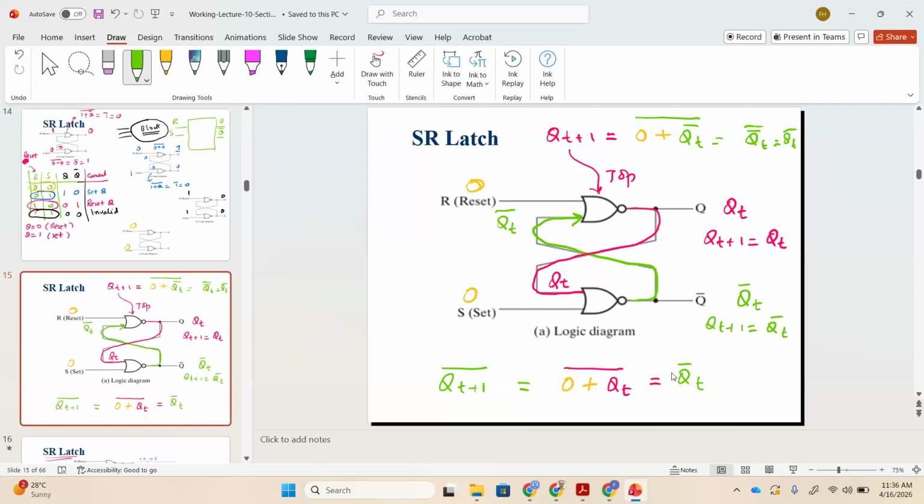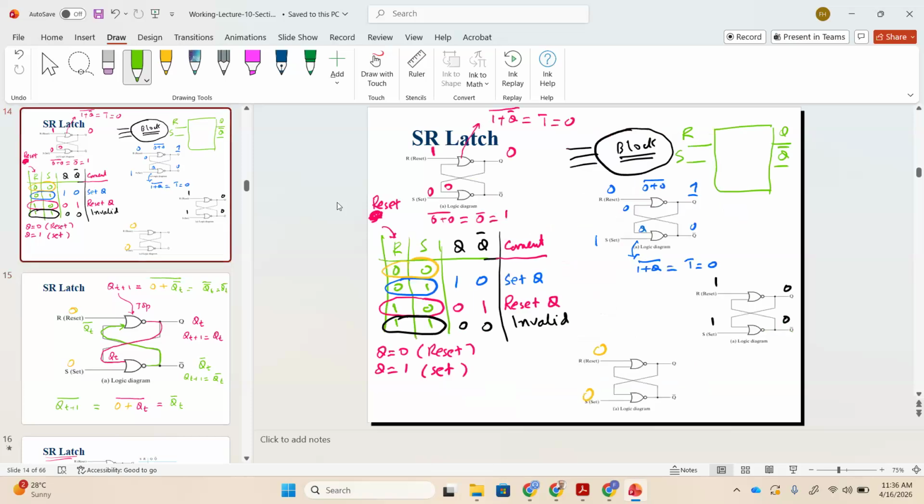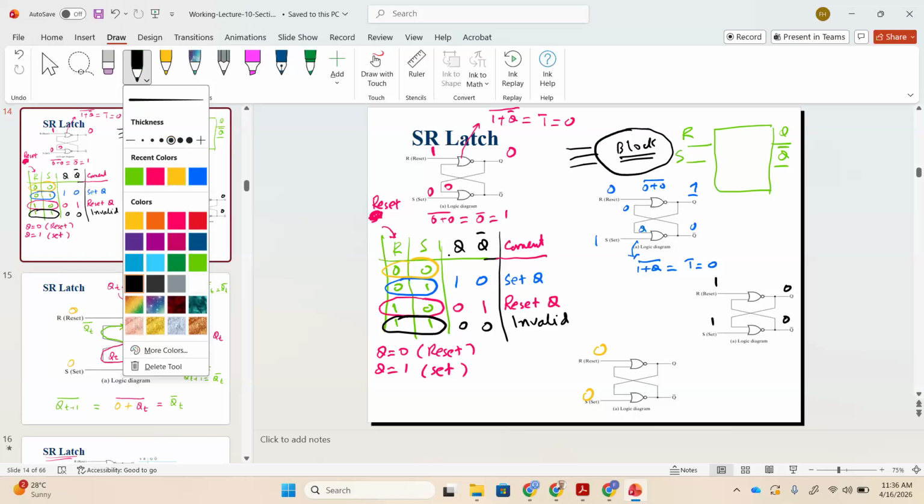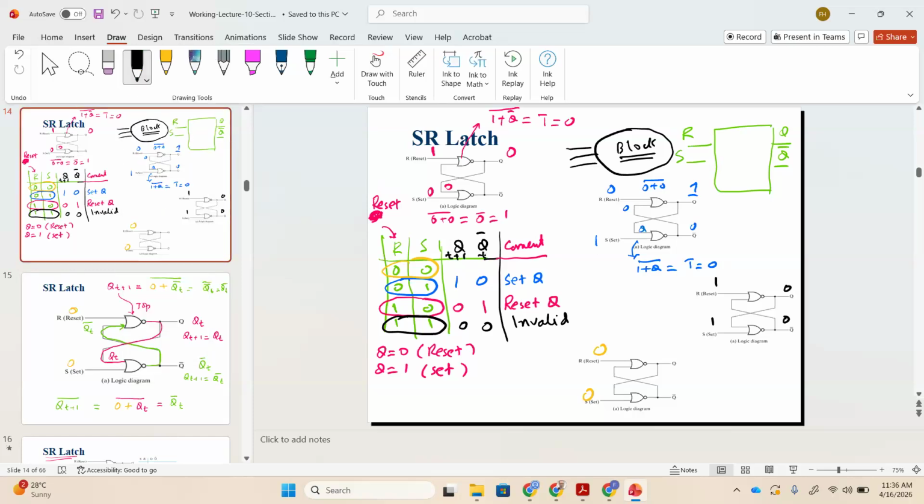So now this is a special case. What will we do? If we want to do that, we have another notion: it is actually Q_T plus 1 and Q bar T plus 1. So the next state will be Q_T and then Q_T bar. It means that there will be no change. We also call this no change, or we call this retain its value. Any question? Clear or not clear? Clear, Professor. Okay, very good.